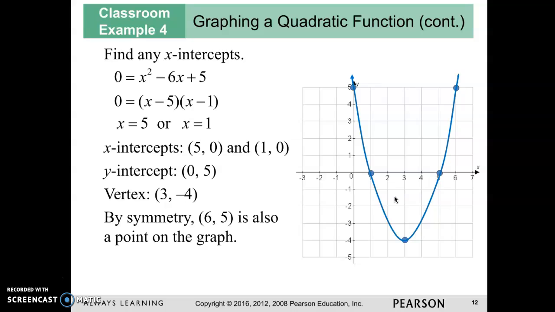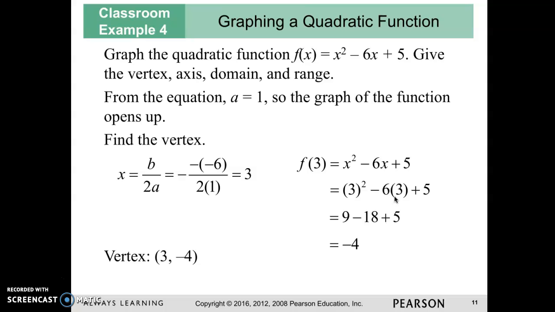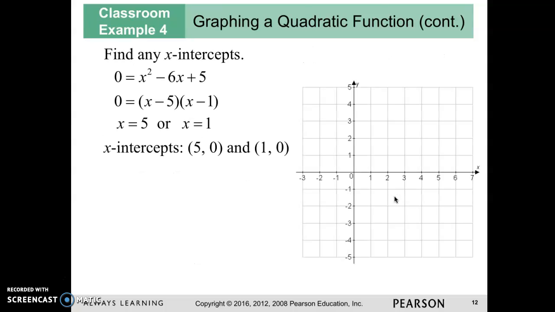So you really don't have to use the data table in order to solve these. You could just find the vertex. Let's go back one slide. You find the vertex, you find the direction of the graph. Is it opening up or down? You find the vertex, then you find the y-intercepts and the x-intercepts, and that's it.